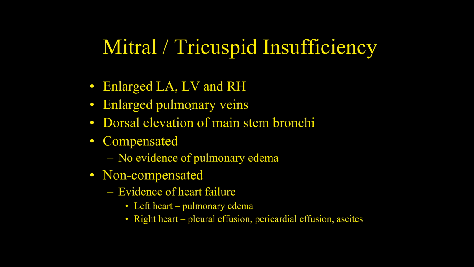It will also cause enlarged pulmonary veins, not arteries, but just the veins. And because the left atrium gets big, it will also cause typically dorsal deviation of the mainstem bronchus, which lives right dorsal to the left atrium.